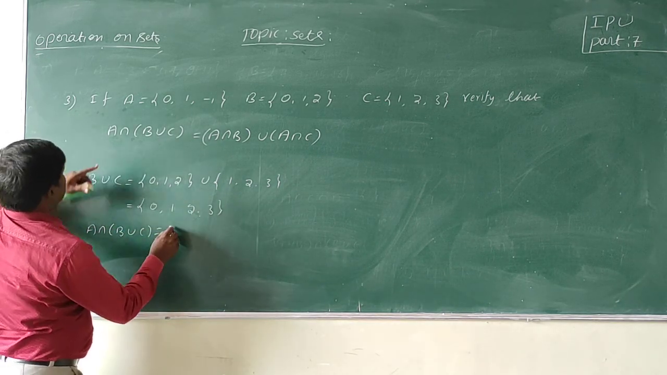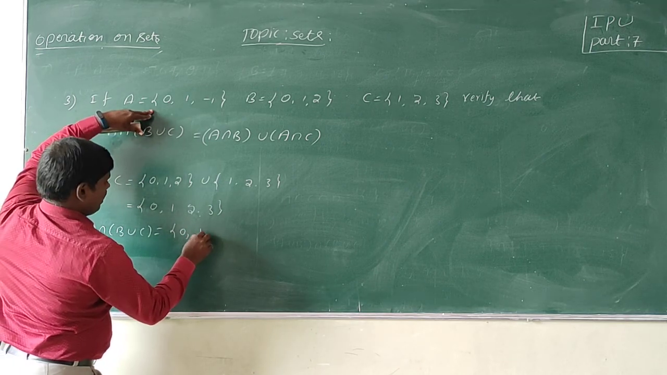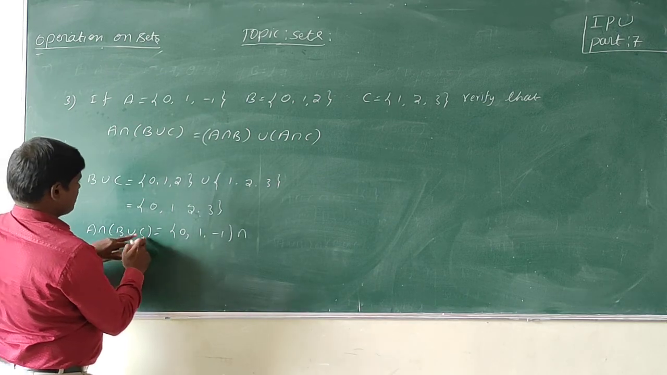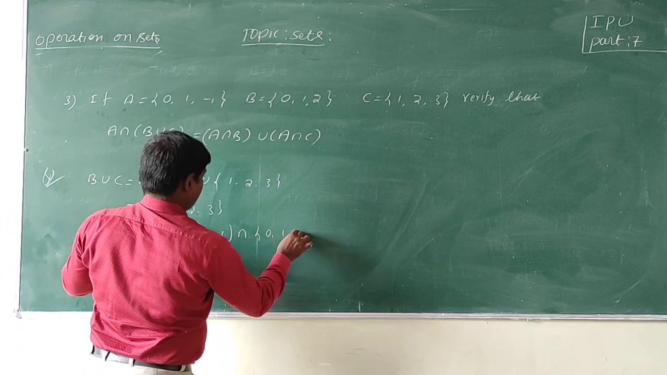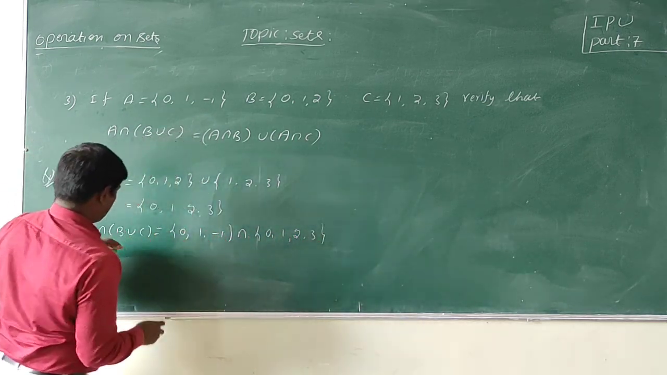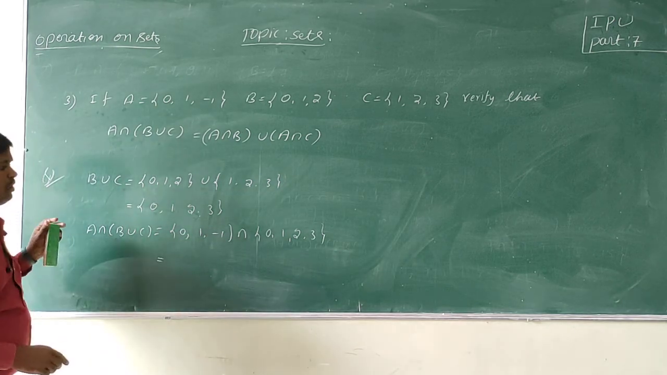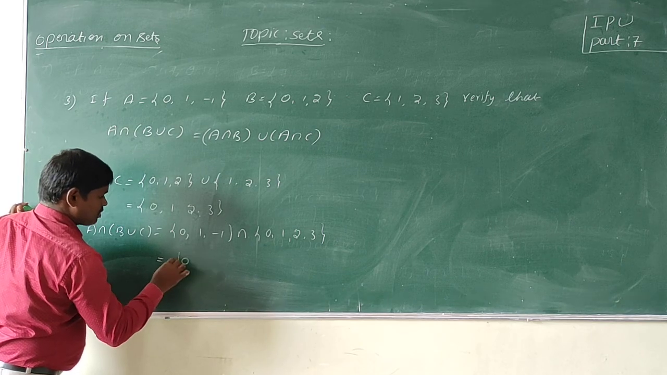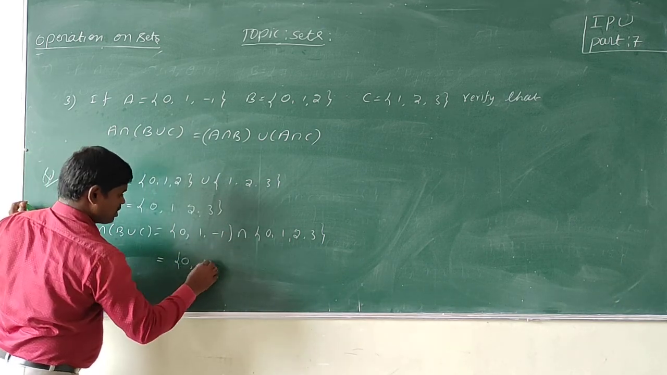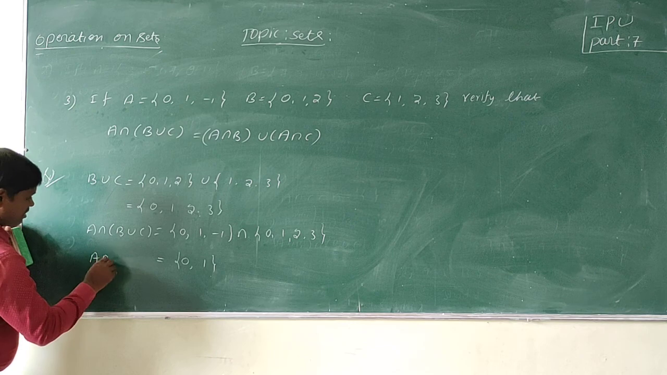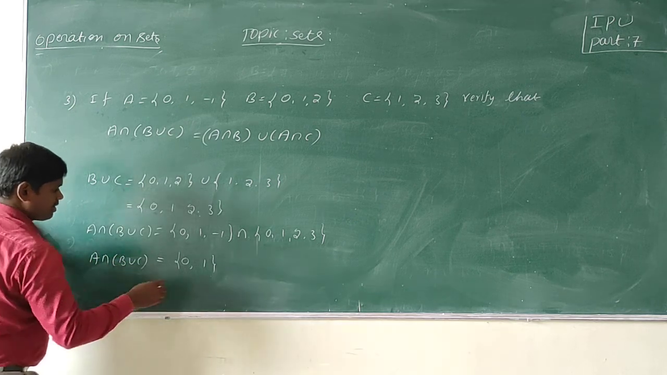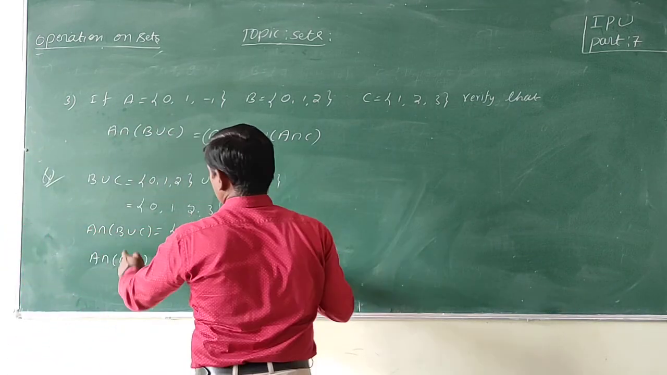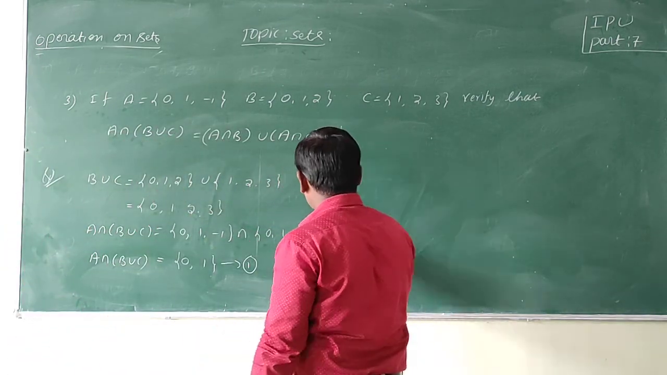So A is {0, 1, -1}, and intersection with B union C, that is {0, 1, 2, 3}. What are the common elements which belong to these two sets? That is 0 and 1. So this is A intersection of B union C. It is taken as equation number 1. This is the LHS. Next one is RHS.